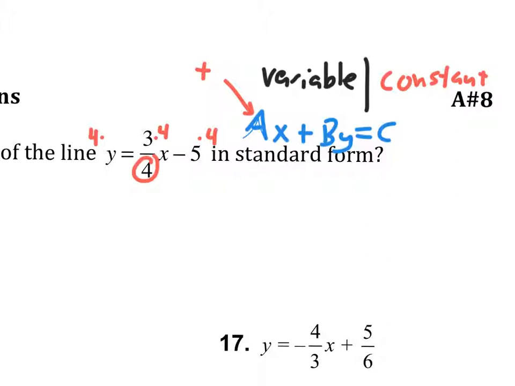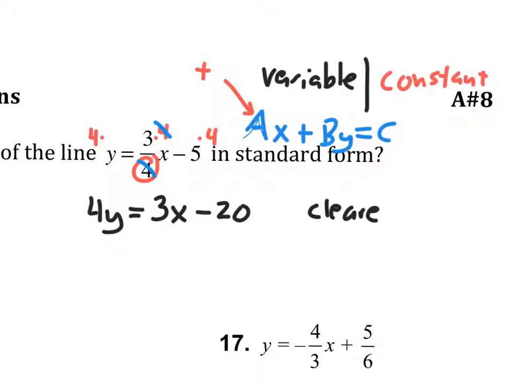All right, so I bring down a 4y. Notice what happens here. The 4 is reduced to 1. So I bring down the 3x. And I bring down now a negative 20 because 5 times 4. So what did I do there? I cleared the fractions. And the easiest way to do that is just multiply by the LCD all across the board. If there's more than one fraction, that's where the lowest common denominator comes in handy. But here there's only one denominator, so I just multiply by that. So I cleared the fraction.